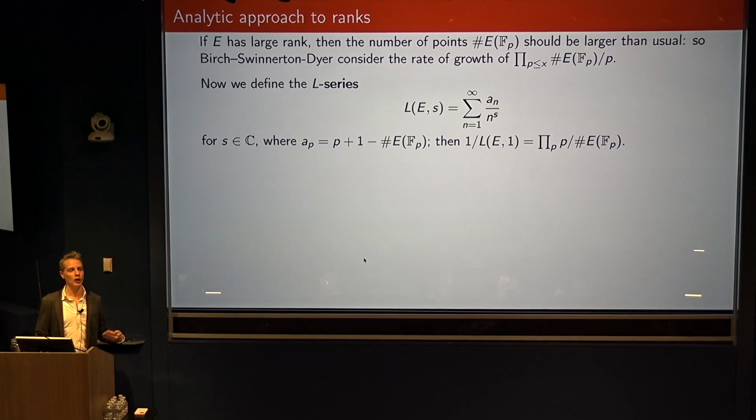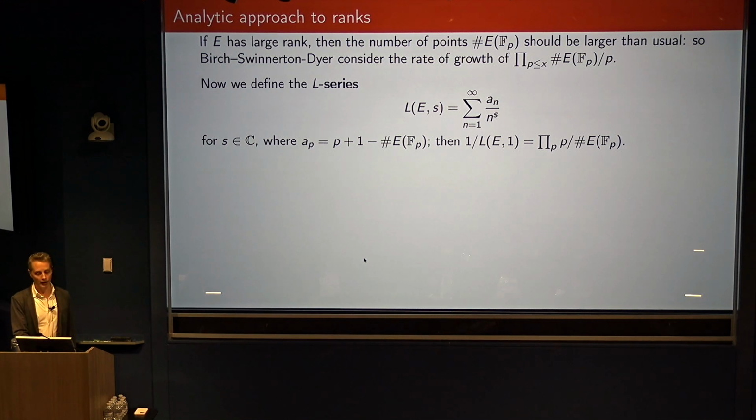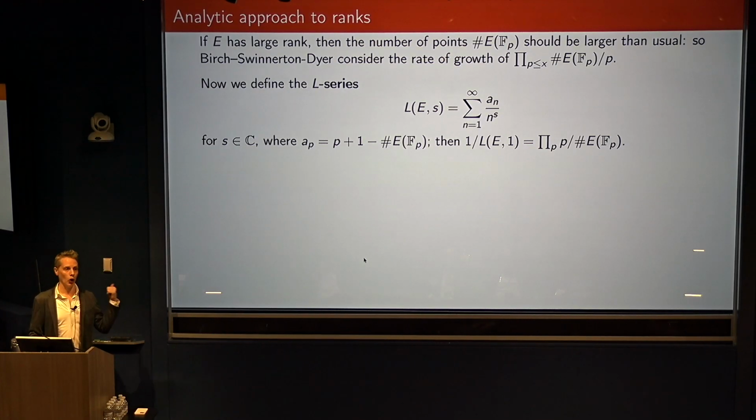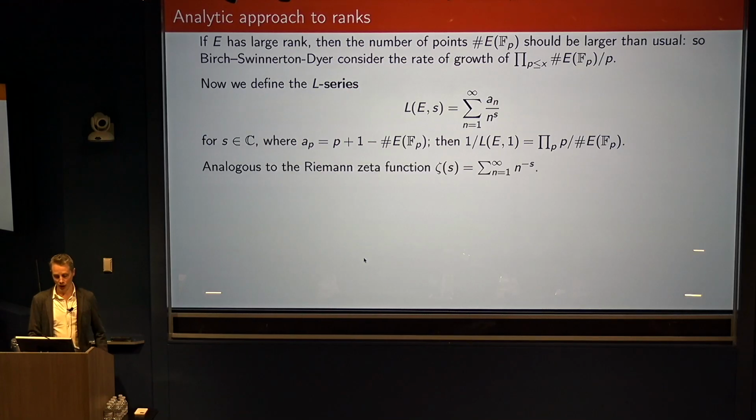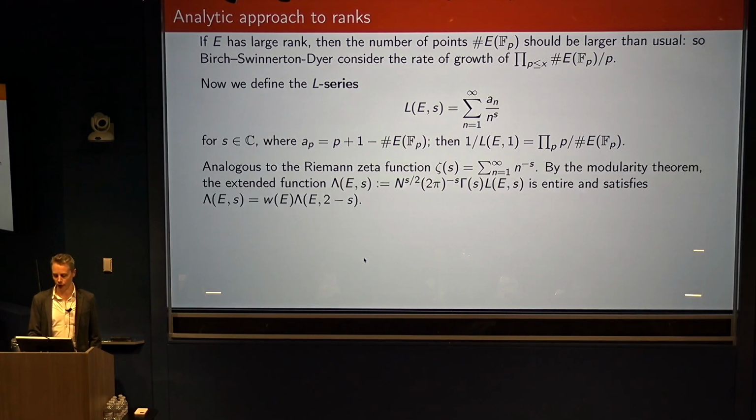Instead, these days, we define what's called the L series of the elliptic curve. The coefficients are defined by the number of points, shifted in this way, minus the expectation. And the product that you're looking at is 1 over the specialization at 1. If you haven't seen L series of elliptic curves before, this is analogous to the Riemann zeta function. The Riemann zeta function has lots of good properties.